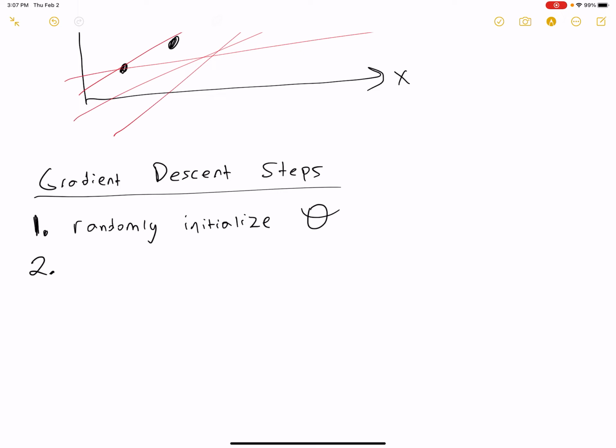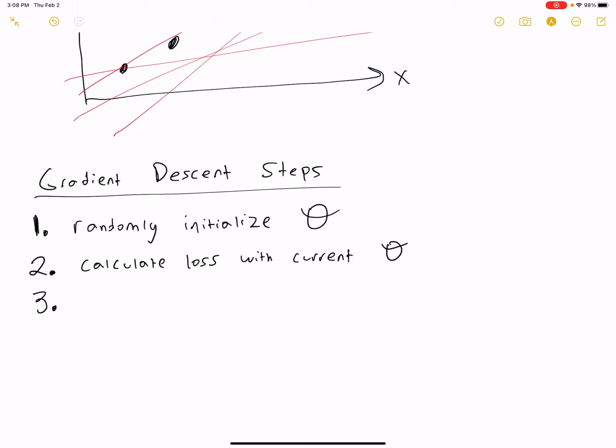That's the nice thing about convention, is that once you use it enough, you don't have to write as much. Second step is calculate the loss with the current parameter values. So with the current set of parameters.